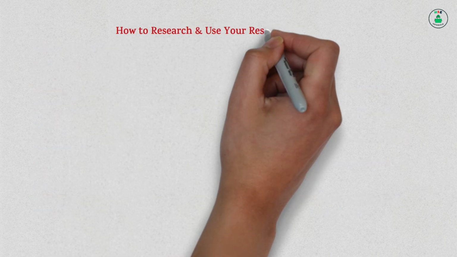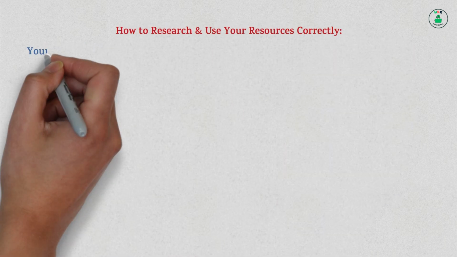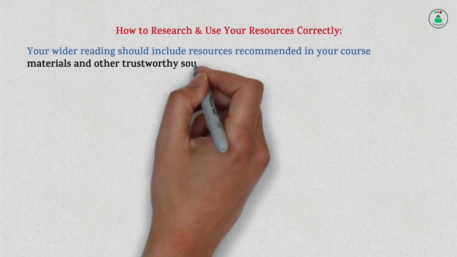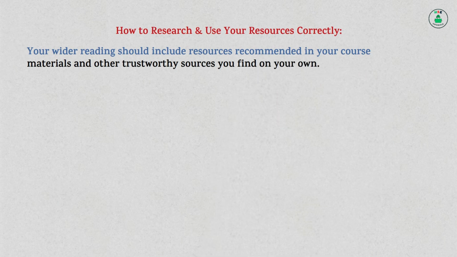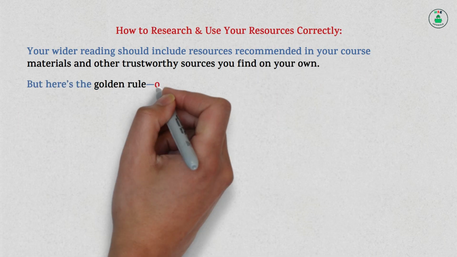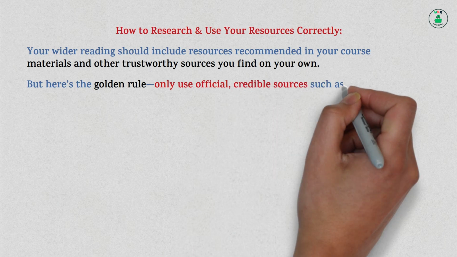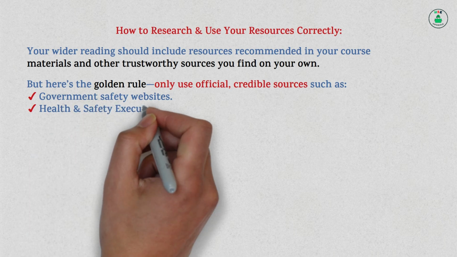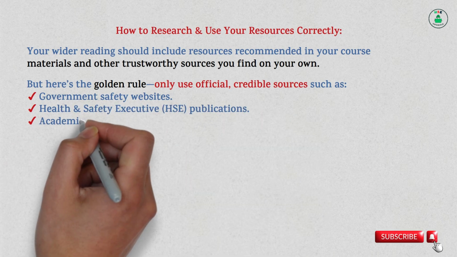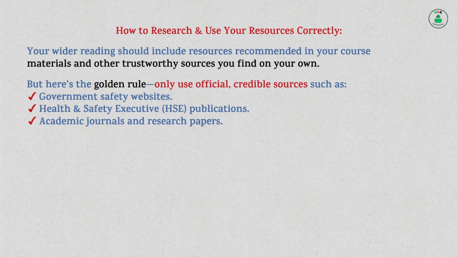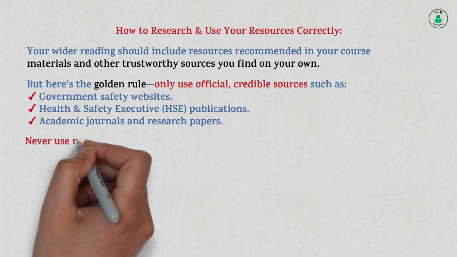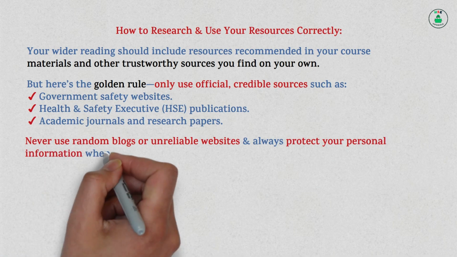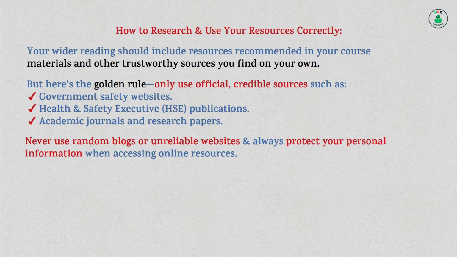How to research and use your resources correctly. Your wider reading should include resources recommended in your course materials and other trustworthy sources you find on your own. But here's the golden rule: only use official, credible sources such as government safety websites, Health and Safety Executive publications, academic journals and research papers. Never use random blogs or unreliable websites. And always protect your personal information when accessing online resources.